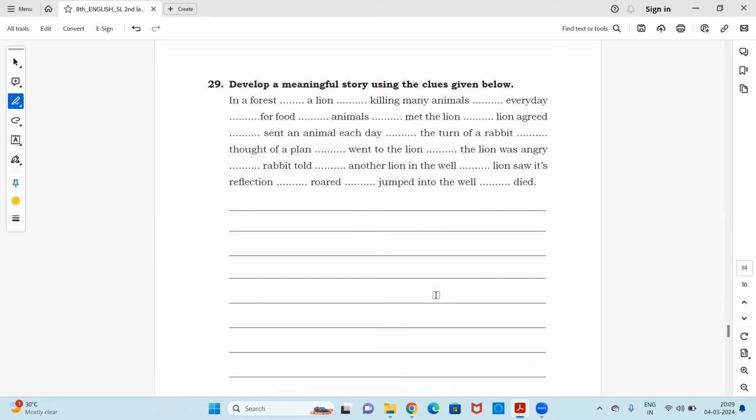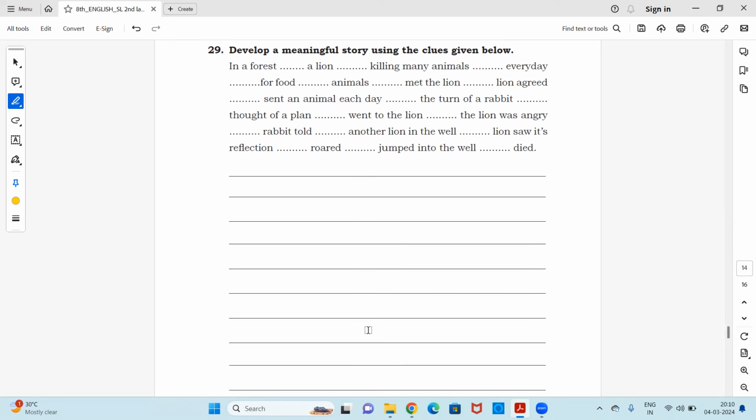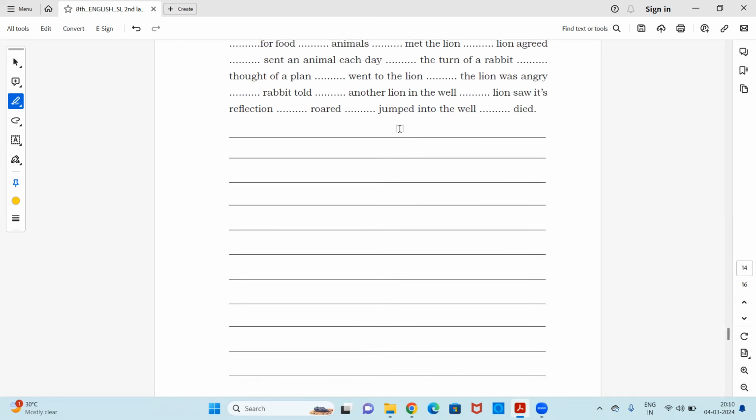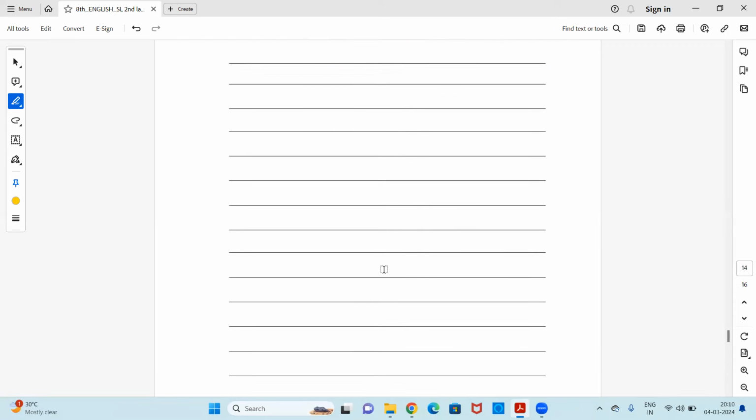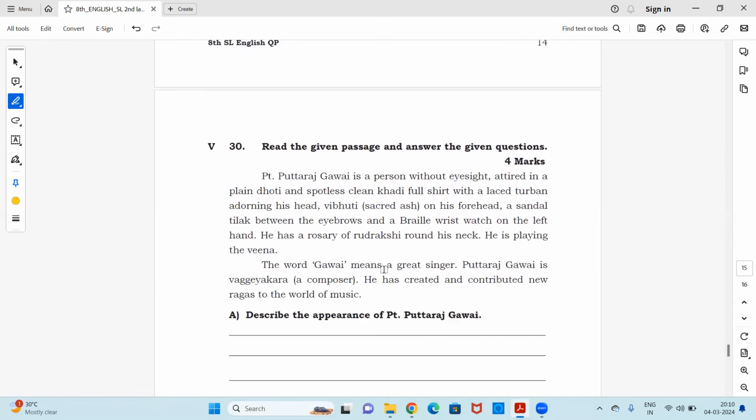You have to develop a meaningful story using the clues given below. So you have small points given over here. You need to develop this into a story, taking the help of these points. In a forest, a lion killing many animals every day. You might have heard this story also when you were small. So these are some of the key points which are given. You have to elaborate it, make it a big story. And with the help of these points, you need to develop the story. Okay, so that would be your answer.